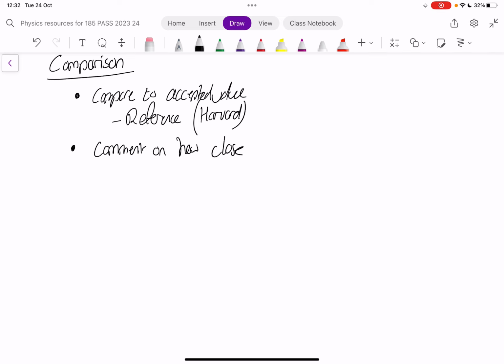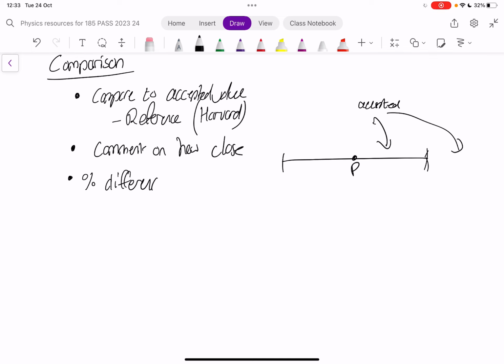Now bear in mind that your value of resistivity falls here, but you've got a plus or minus, there's a range. So does the accepted value fall in this? Or does it fall outside of that range? Is it particularly far away? Can you calculate a percentage difference between the two values? So between yours and the accepted value.